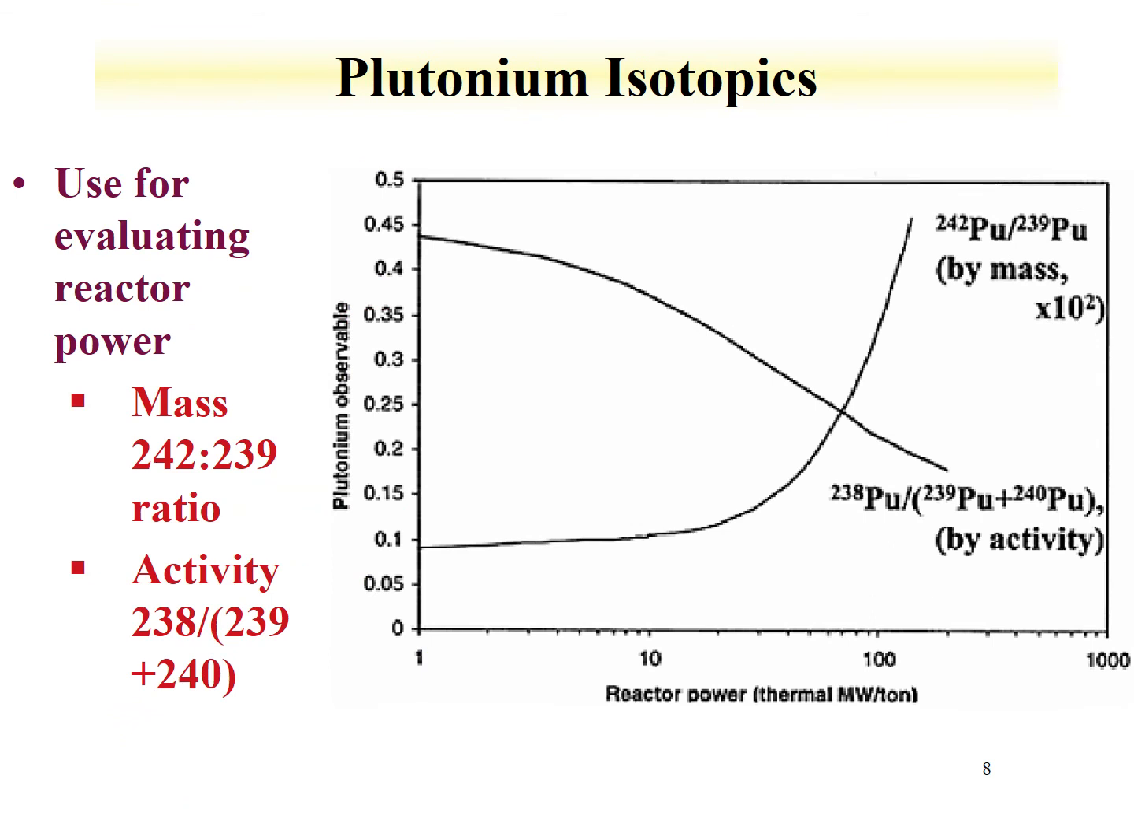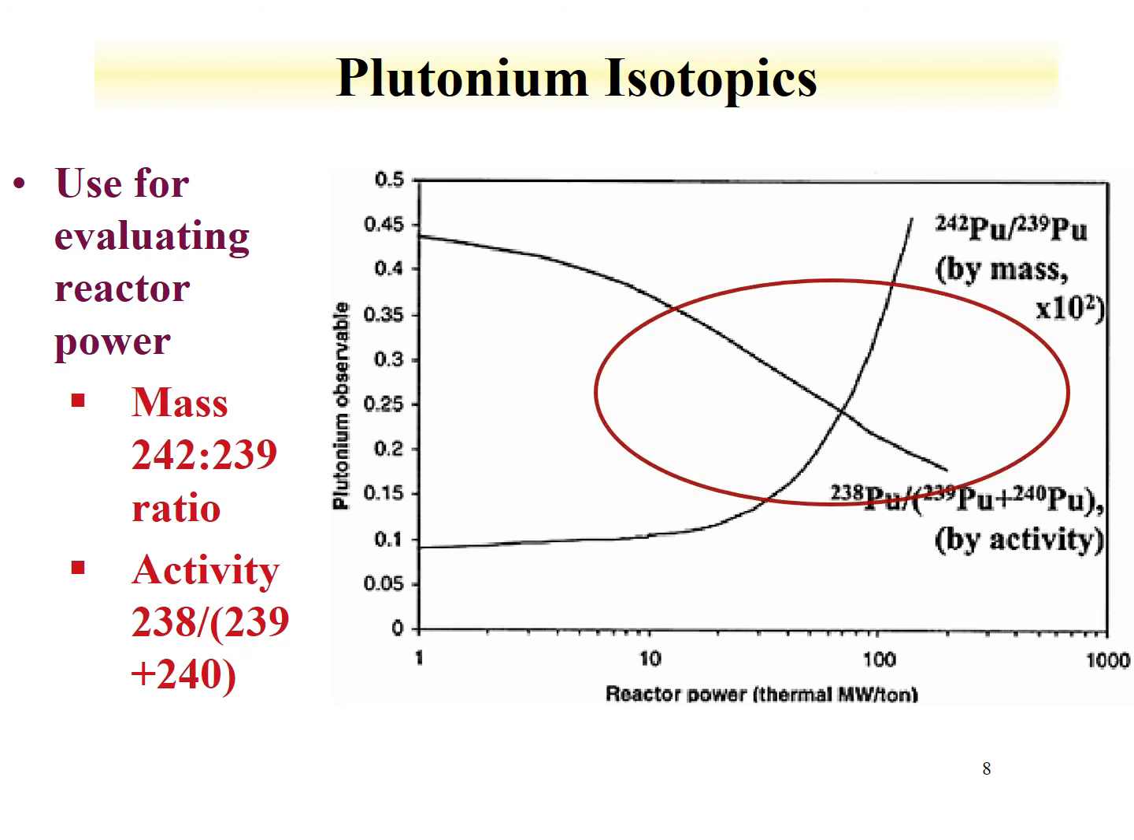Reactor power can also be evaluated through plutonium isotopics. Again, mass 242 to 239, and then the activity of the 238 divided by the 239 plus the plutonium-240 ratio. So this is a similar term to what we've evaluated before. This is a different mass, and we have to multiply it by 100 here, so we need rather sensitive instrumentation.